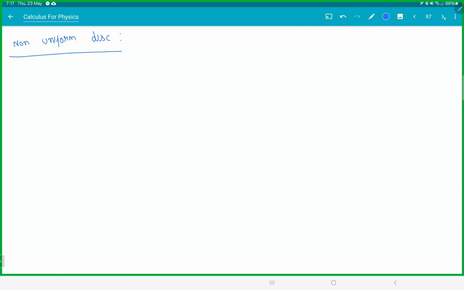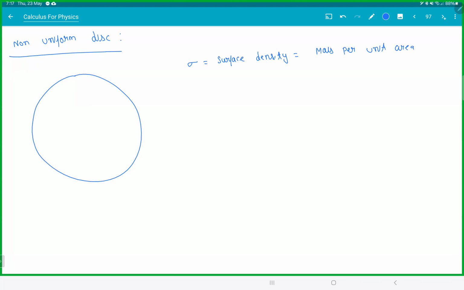We have a disk here which has a variable density, meaning mass is not the same everywhere. So sigma, we call it surface density. In school you studied density, which is mass per unit volume. Sigma is mass per unit area. For example, if someone tells you sigma is 3 kg per meter square, that means a 1 meter square sheet has a mass of 3 kg. That is the meaning of sigma.